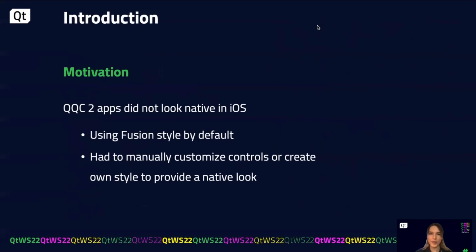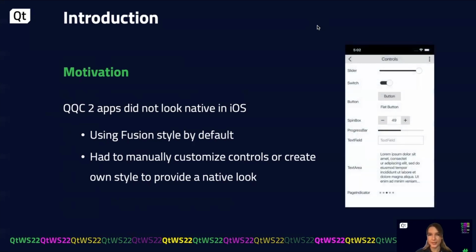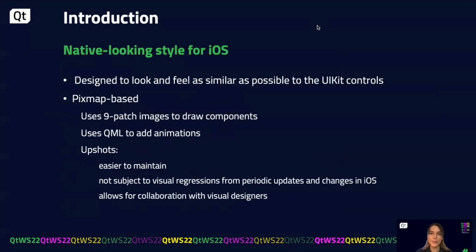As some of you may know already, Qt Quick Controls 2 come with a set of styles, most of which offer a native look and feel for a target platform. For example, the native macOS or Windows style, or the Material style for Android. This was not the case on iOS. Qt Quick Controls 2 applications did not look native there. We were using the Fusion style by default, as pictured, and users wanting a more native look had to manually customize the controls or create their own style. This was the main motivation behind introducing this new style.